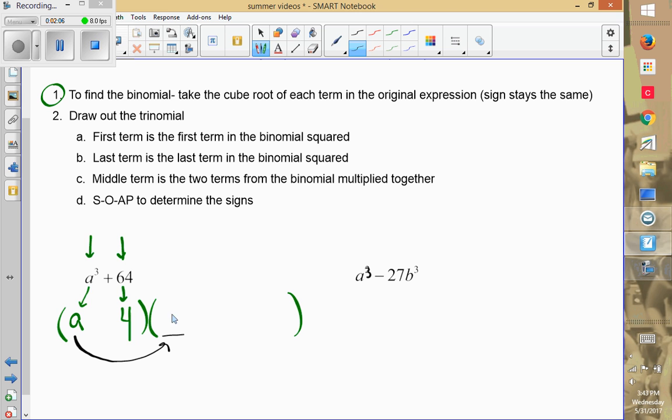Now, to figure out the trinomial, never failing, the first term in the trinomial is squaring the first term in the binomial, so a squared. The last term in the trinomial is squaring the last term in the binomial, which would be 16. To get the number in the middle, we are going to take a and 4, the two terms in the binomial, and you're going to multiply them together.